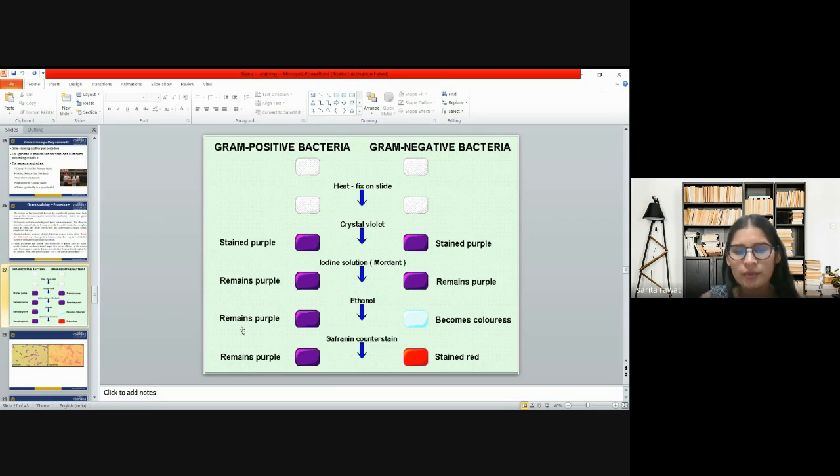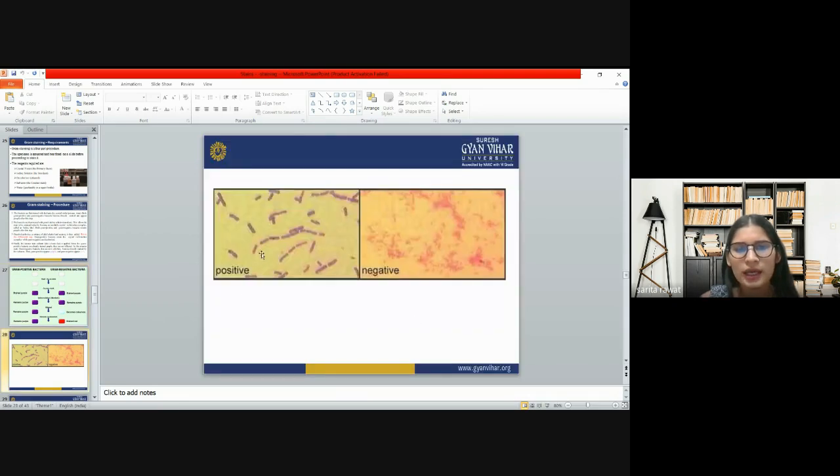Then in the third step, when we are using ethanol as a decolorizer, gram positive bacteria is still in the purple color, but the gram negative bacteria are already decolorized with the help of ethanol. So now in the fourth and final step, we use the counter stain safranin, so it will color the gram negative bacteria, those which are already decolorized by the ethanol. So now we are able to see gram positive and gram negative bacteria separately. This is the pictorial view of gram positive and gram negative bacteria after staining.